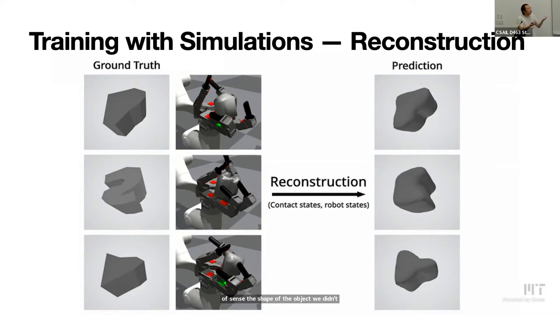We didn't use it for manipulation, but we just want to show that there's enough information to actually capture the object shape and pose, so that's why it can help this kind of manipulation.